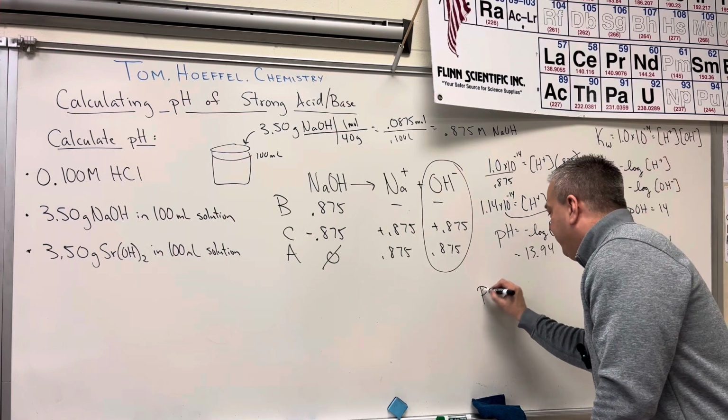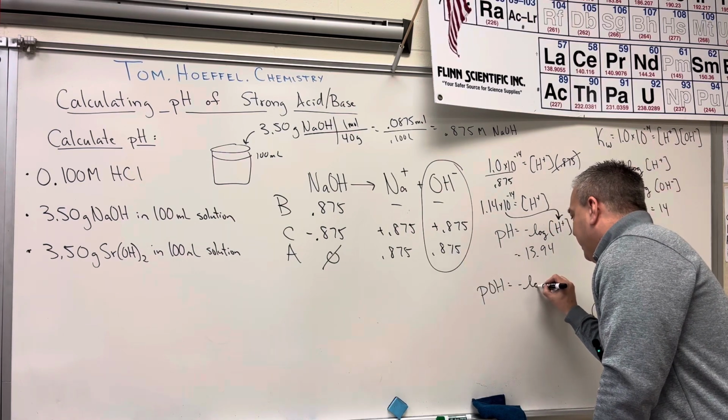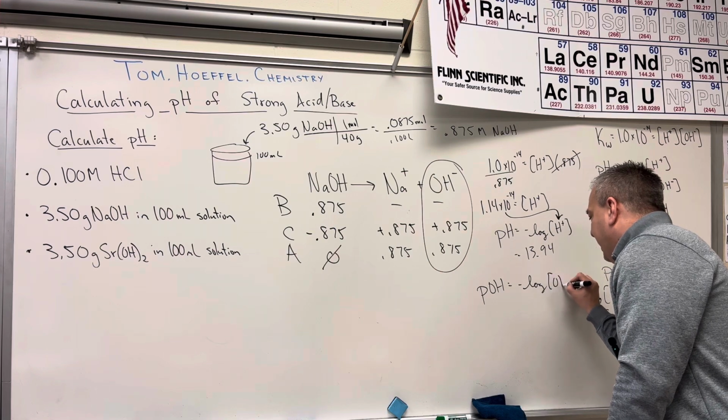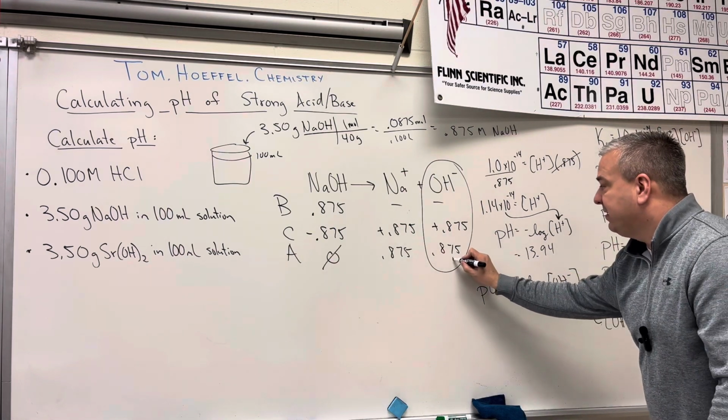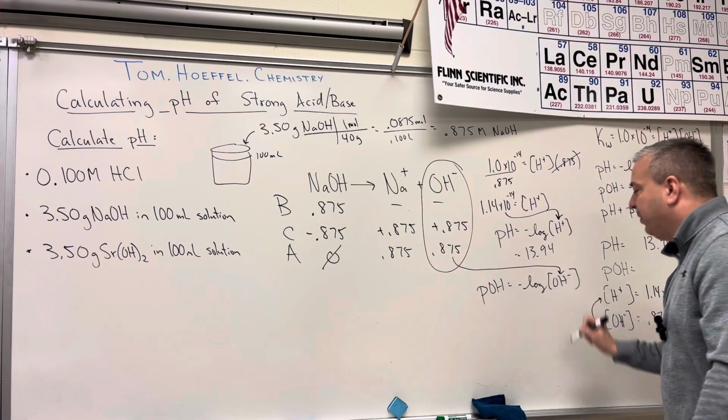And then I'll do the same thing for the pOH. That's the negative log of the concentration of hydroxide ions. So I'm going to take this value of hydroxide ions and plug it in there.